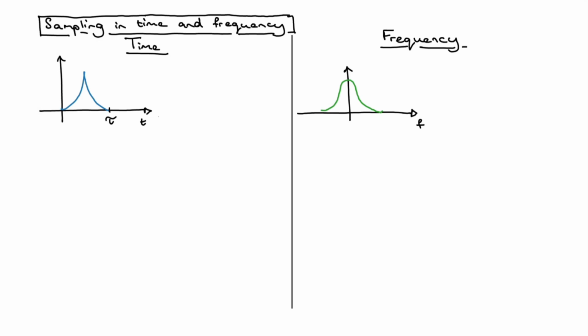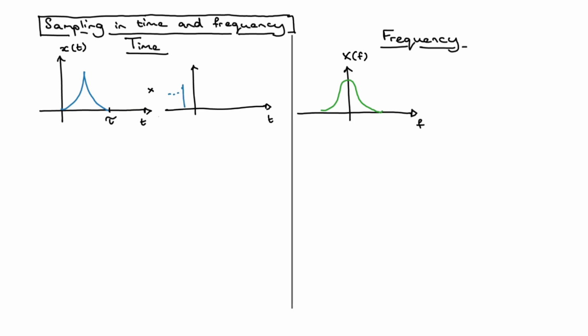Quickly, how do I sample in time? This is my time domain signal. This is x of t, and this is the frequency domain of that signal, x of f. How do I sample in time? I multiply this thing with, just shout it out, impulse train. Absolutely correct.